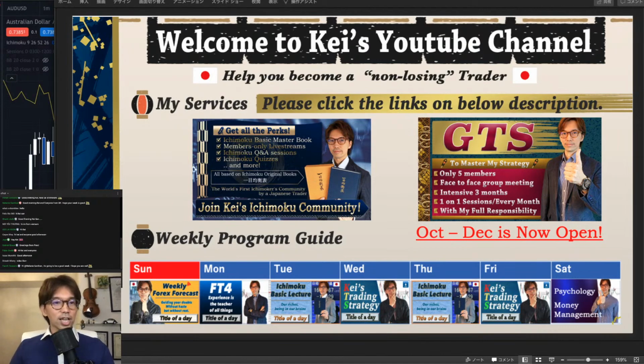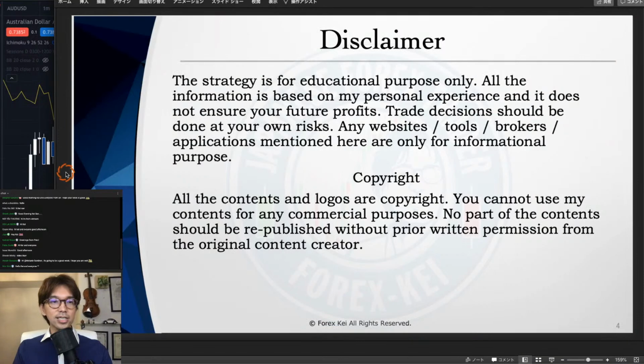Okay, so today's topic is about wave analysis. So let's take a look at some charts, and before doing it, just a disclaimer, all this knowledge is based on my own experience. So when you take trades, please do with your own risk, because you're the one who needs to take responsibility on your trades.